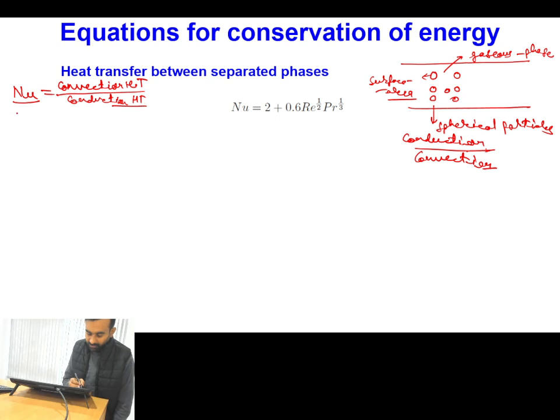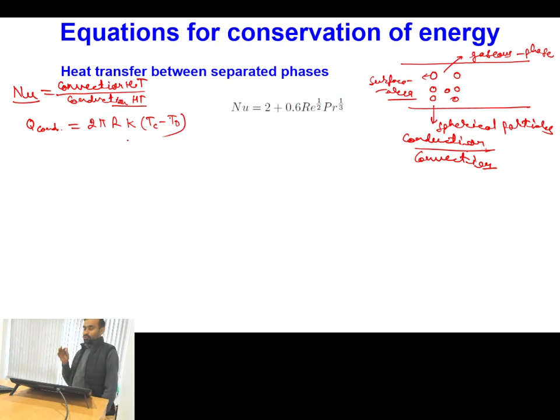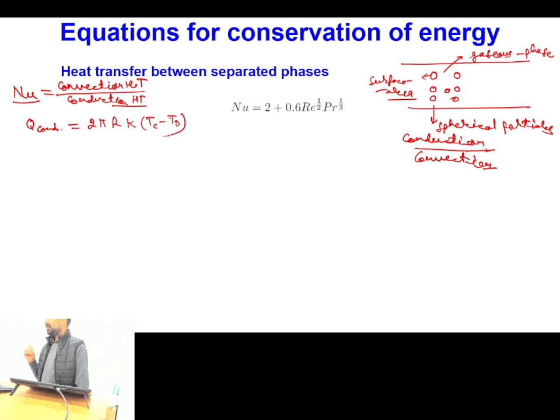So when I have a spherical particle, I can define the conduction heat transfer for a spherical particle as 2 pi r, where r is the radius of the particle, into k into (Tc minus Td). Okay. So basically, what is Tc? Tc is the temperature of the continuous phase, Td is the temperature of the dispersed phase.